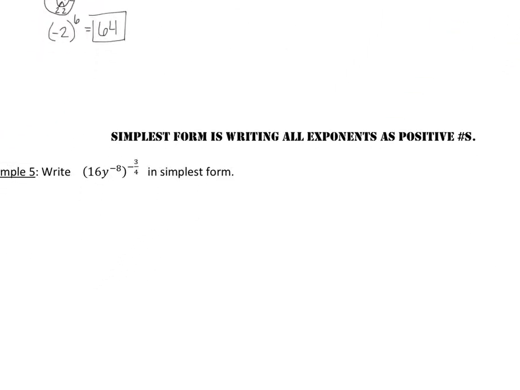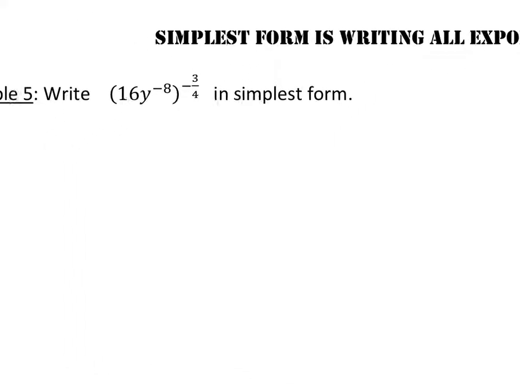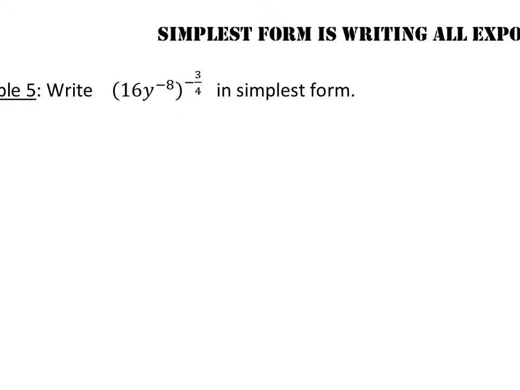Remember that the simplest form is writing all exponents as positive numbers. So don't leave anything with negative exponents. We need to write 16y to the negative 8 all to the negative 3/4 in simplest form. What do you want to do first? Multiply your exponents. What all does the negative 3/4 go to? 16 and y to the negative 8. So we have 16 to the negative 3/4 and y to the negative 8 to the negative 3/4.